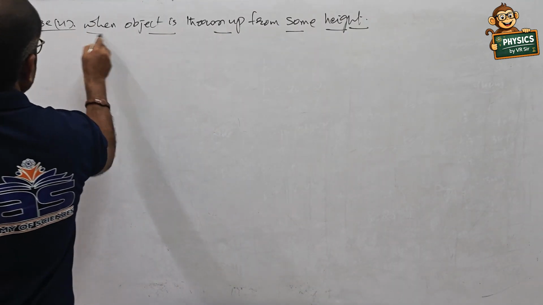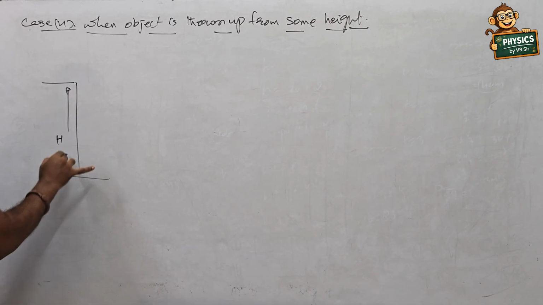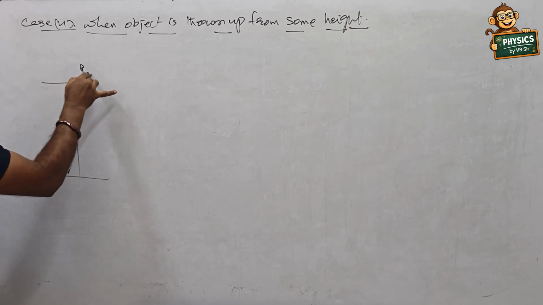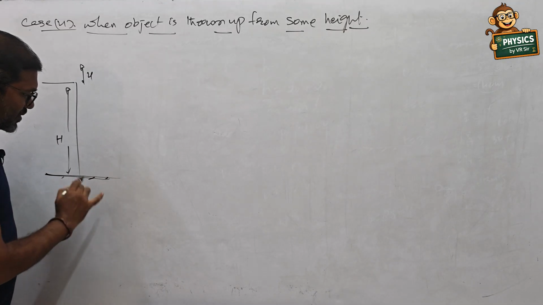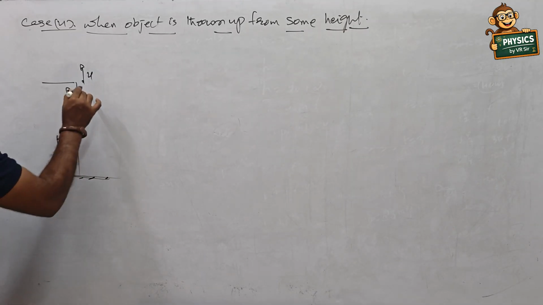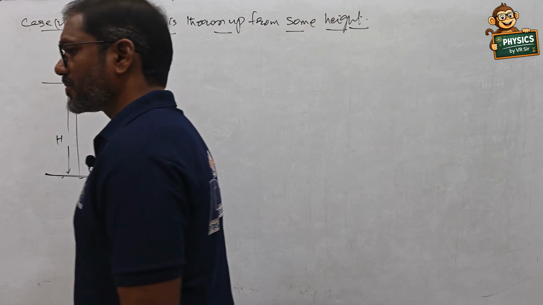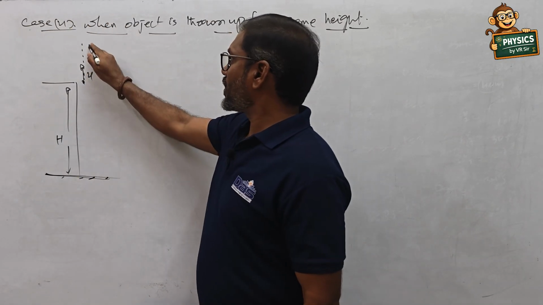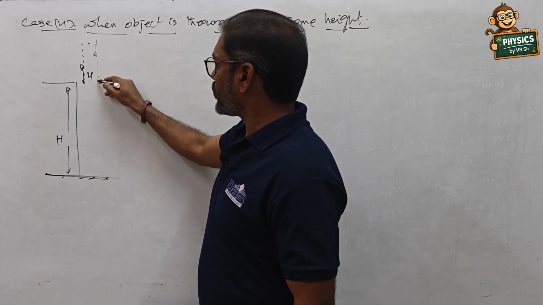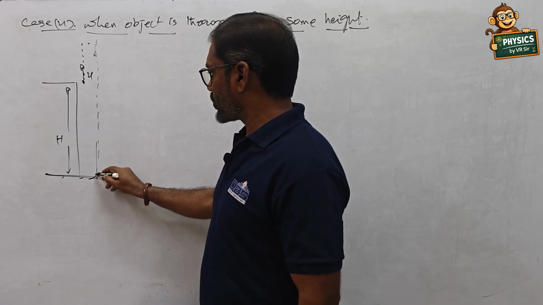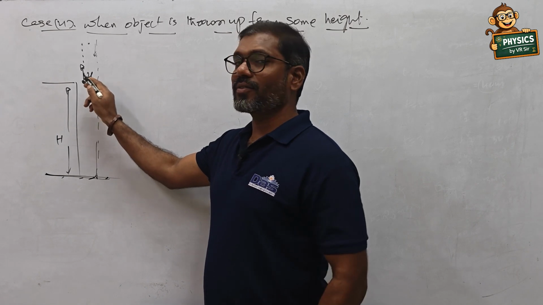In this case we should be a little cautious, because this is a height from which it is thrown up with initial velocity. First we need to understand what happens once the object is thrown up. While going up, its speed decreases. It reaches some maximum height, turns back, keeps falling and reaches the ground. Now, what is the reference point? The reference point is the starting point of the object only.